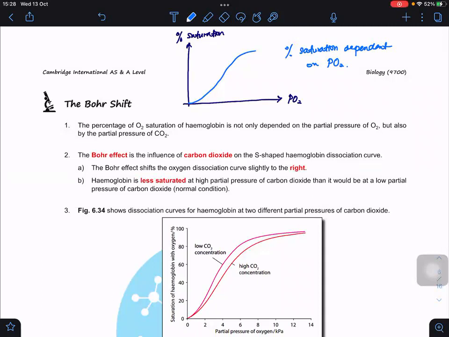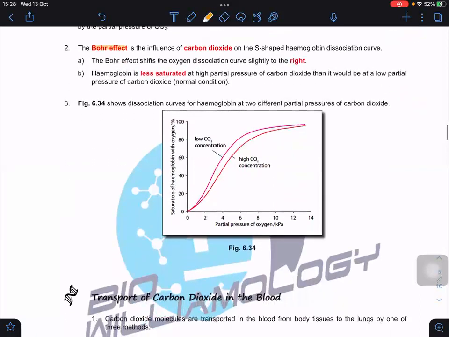Okay, but it's not true if you say that it only depends on partial pressure of O2. In fact, partial pressure of CO2 has an effect on the hemoglobin dissociation curve. So let us look at this. This effect is known as the Bohr effect. So what's the Bohr effect? The Bohr effect states that the influence of the CO2 on the sigmoid shape of the hemoglobin dissociation curve makes this dissociation curve now shifted to the right.